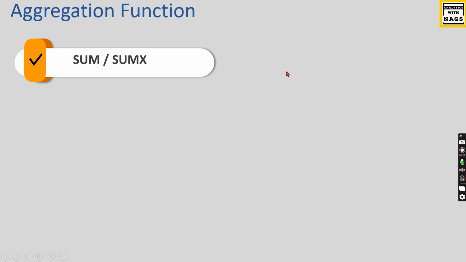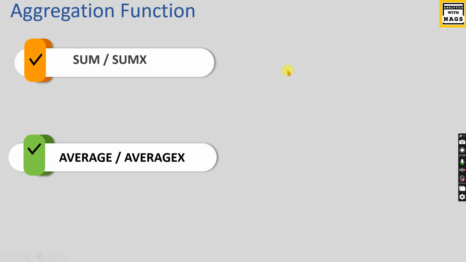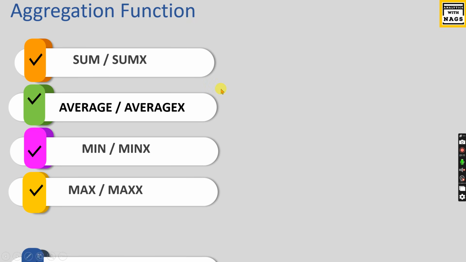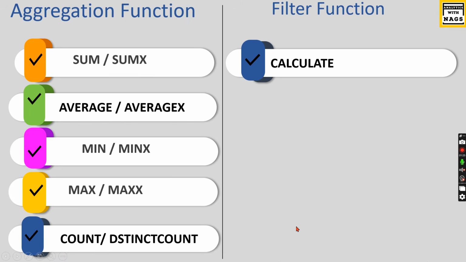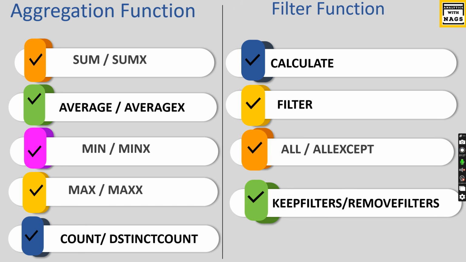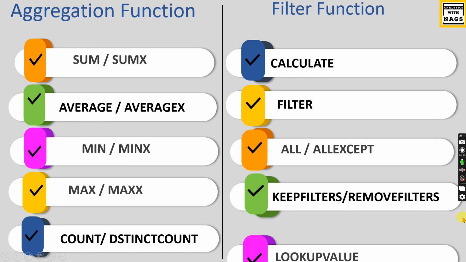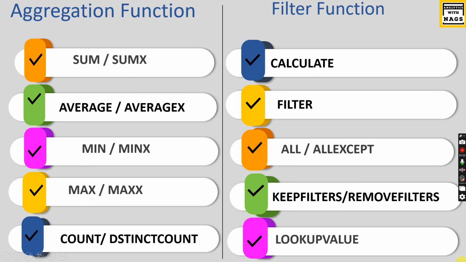So, aggregate functions: SUMX, AVERAGEX, minimum, maximum. Basically sum, average, min, max, count are the aggregate functions. Along with that, you have the X functions, which are the iterators; I'm going to cover them in the next section. And you have filter functions: CALCULATE, FILTER, ALLEXCEPT, KEEPFILTERS, REMOVEFILTERS, LOOKUPVALUE. These are some of the filter functions as well.